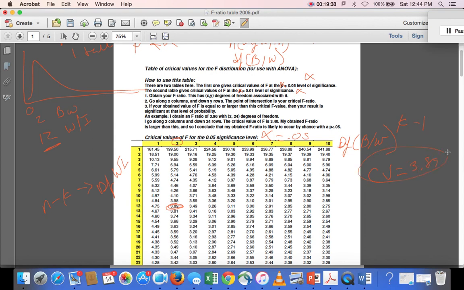Now, why is it 3.89? Because remember, I want to maximize my alpha level. I'm a conservative researcher. I want to try to maximize the probability of me finding an effect if an effect does truly exist out there in the real world.